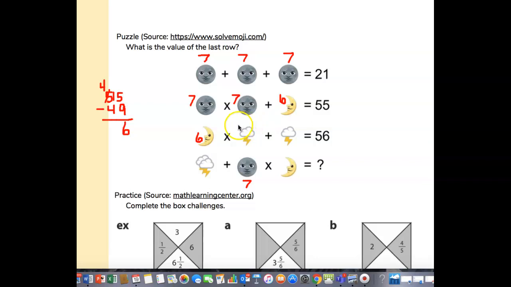I think we found it. So you had to play around with it. So I did 6 times 9 is 54, but this has to be a 9, and 54 plus 9 is not 56. So then I went to 8. So let's try 8, and we have to do this first because it's multiplication. So 6 times 8 is 48, and 48 plus 8, because these two have to be the same number.